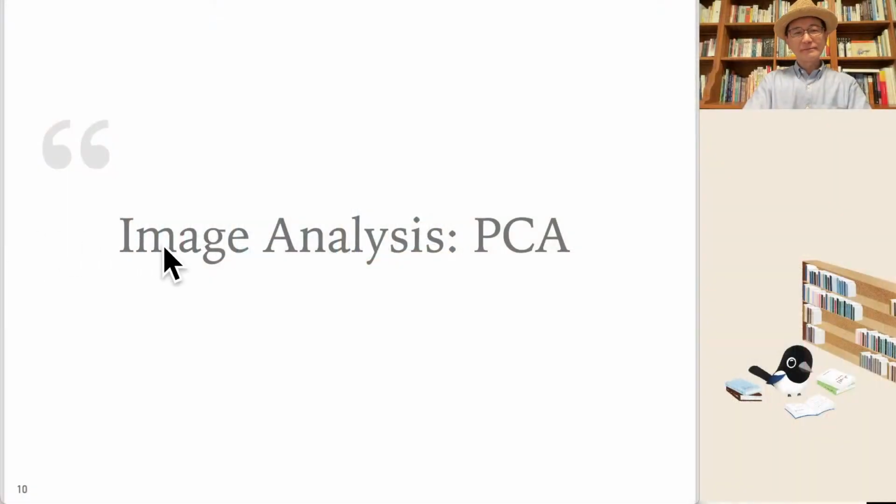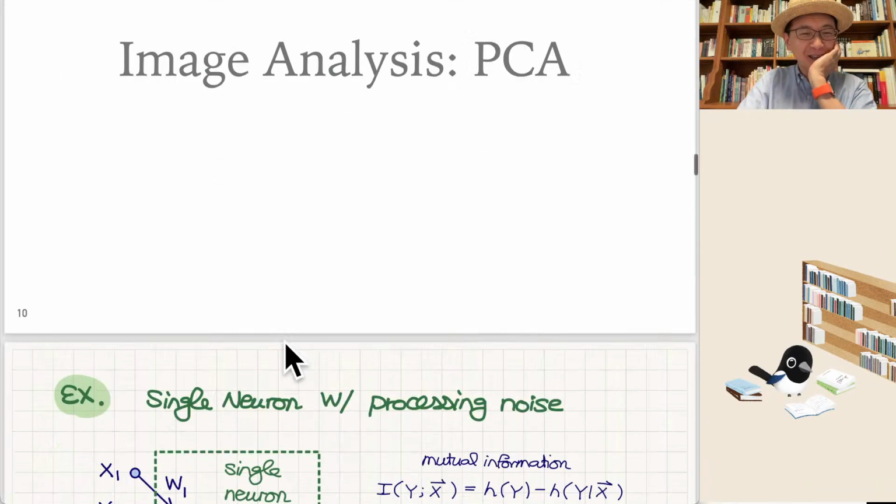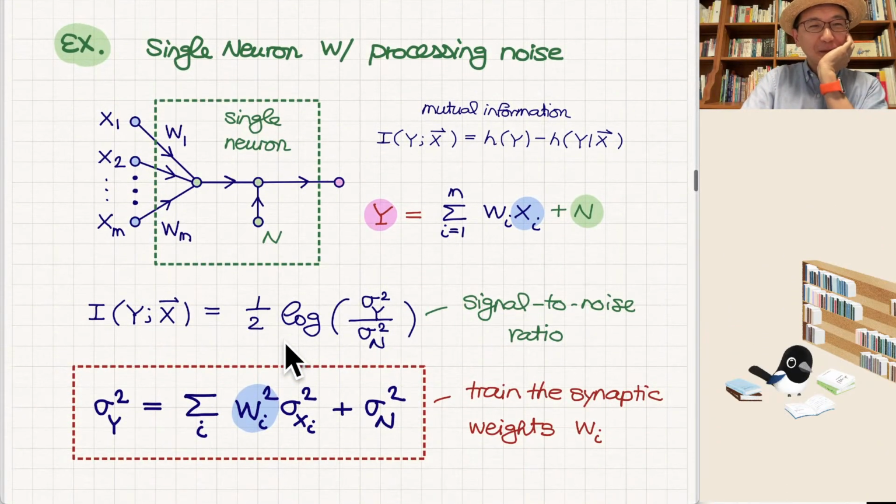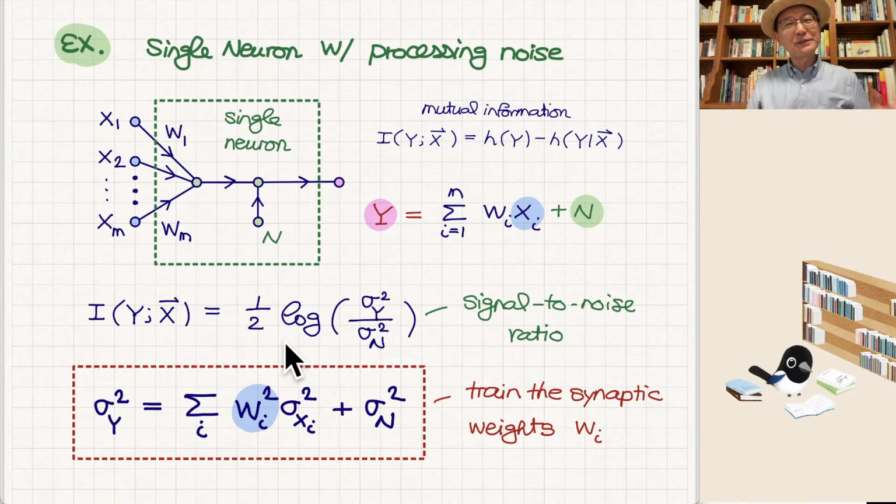Great. So now let's just go back to the PCA. Ta-da! So the PCA is fun. Let me just recap a little bit more of what I just showed you in the previous lecture. That is a single neuron with processing noise. Remember that? So you have x1 to xm as your input, and then you have y as your output.